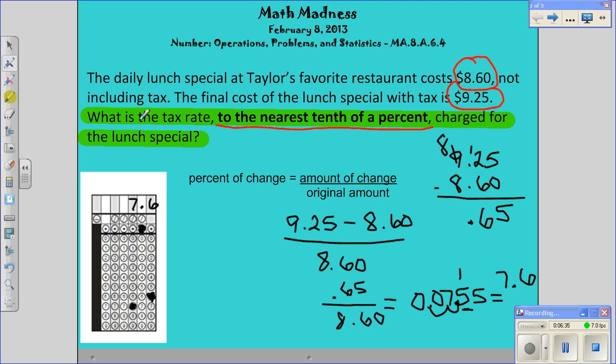The last part of it is to put our answer in a complete sentence. The question one more time says, what is the tax rate charged for the lunch special? And the tax rate is 7.6%. And that is all we need, folks.